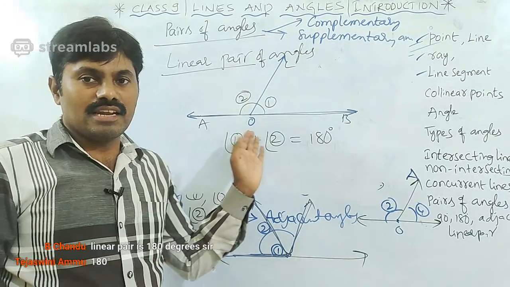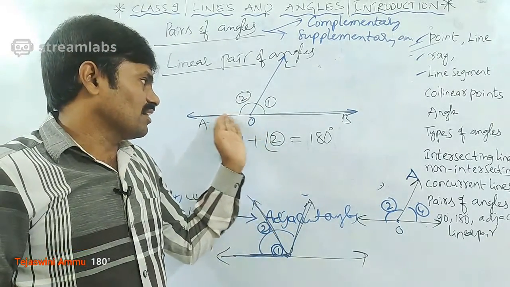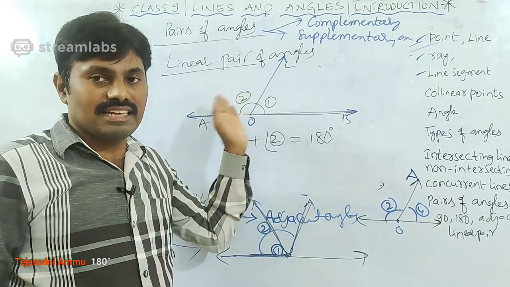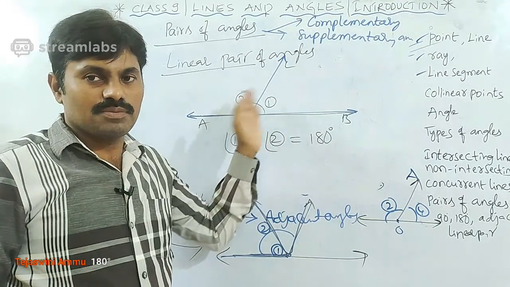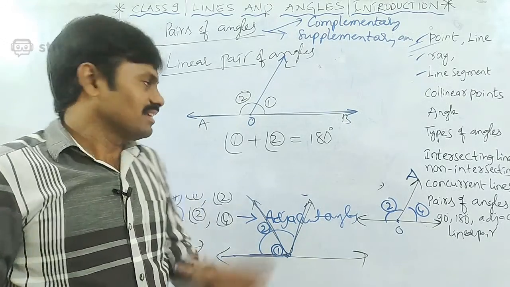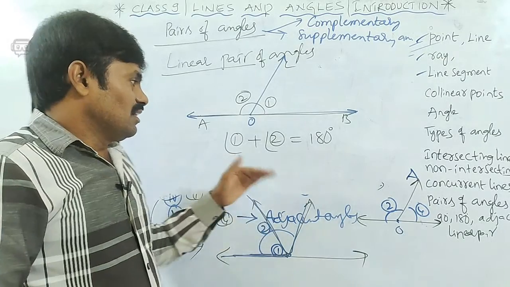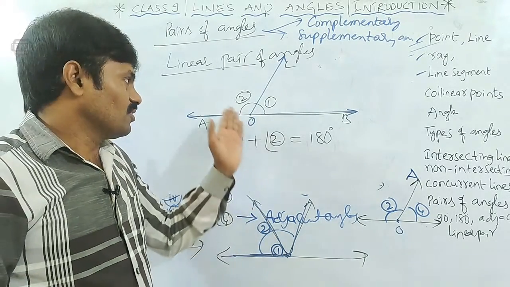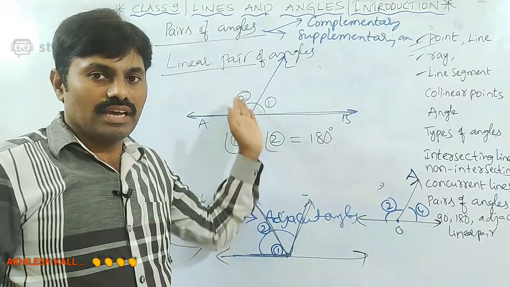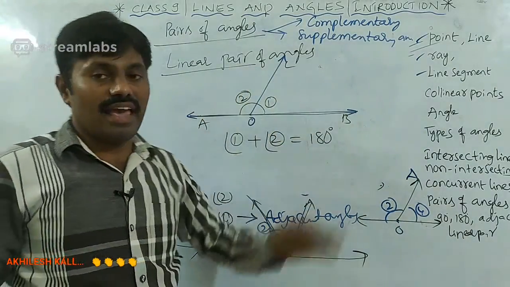We call it the linear pair axiom also. If the sum of any two angles which are standing on the line, which are two adjacent angles, is 180 degrees, we call such a pair a linear pair. Clear? Linear pair, the sum of these two angles is 180 degrees. The converse of it is, if you add two angles and they form 180 degrees, then the two angles form a straight line. So this is about the linear pair axiom.